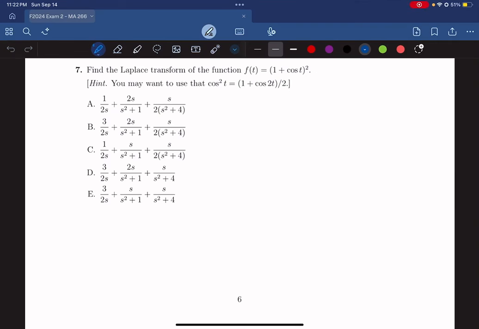So for number 7, it's just a simple Laplace problem. You can use your sheet, obviously, so we're going to simplify it. This hint basically tells us that we have to simplify our f of t. So we can do that like this.